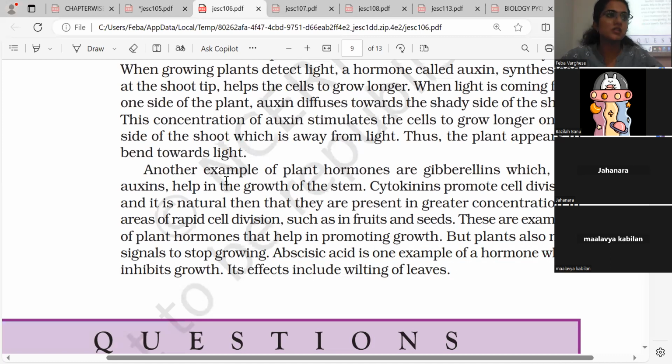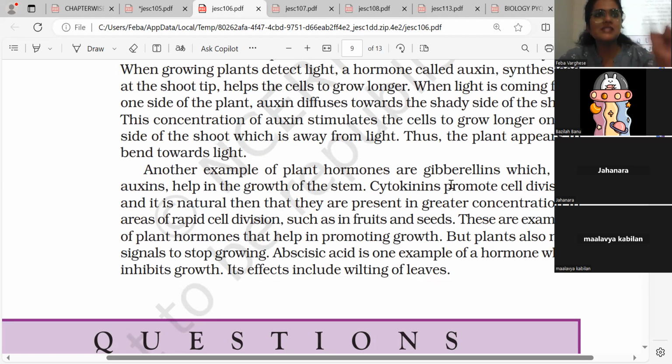Now, what about the auxins? They help in growth by helping in elongation of the cells. Gibberellins also help in the growth of the plants, in increasing the height of the plant and helping the stem and branches. Gibberellins are important. What about cytokinins, guys? Cell division. Yes, they help in cell division. Cytokinesis means cell division.